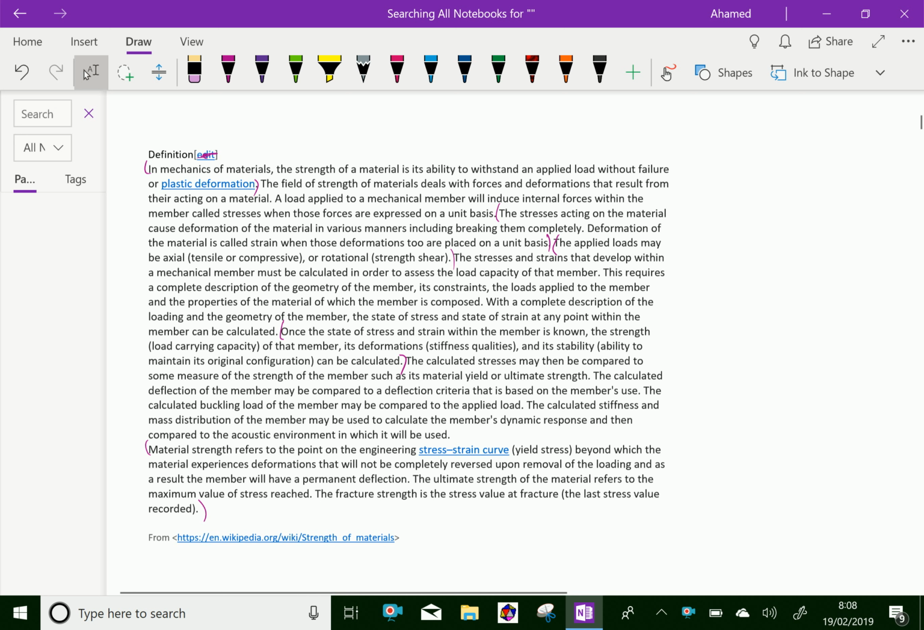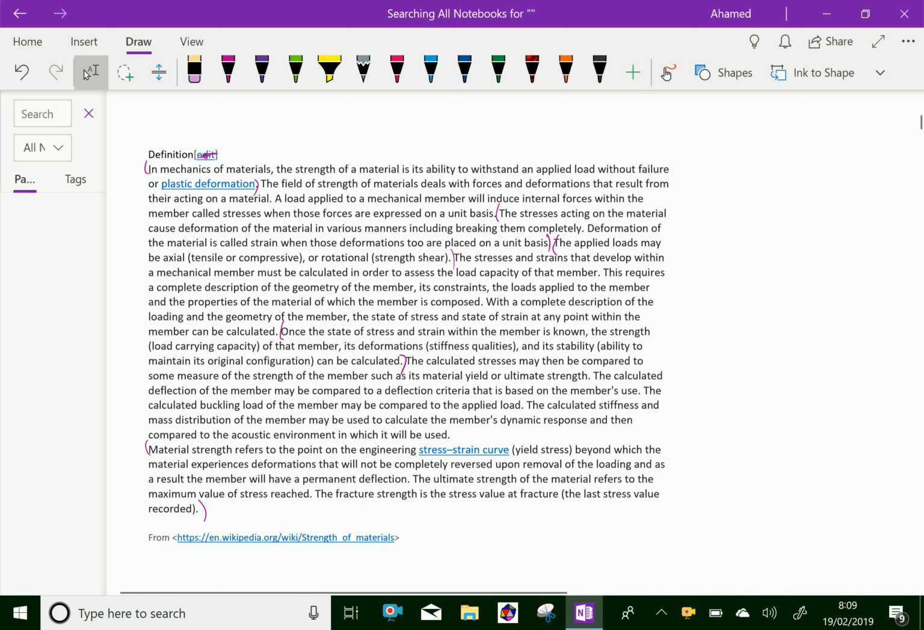The stresses acting on the material cause deformation of the material in various manners, including breaking them completely. That is, deformation of the material is called strain when those deformations are placed on a unit basis. The applied loads may be axial, that is tensile or compressive, or rotational, that is shear stress.